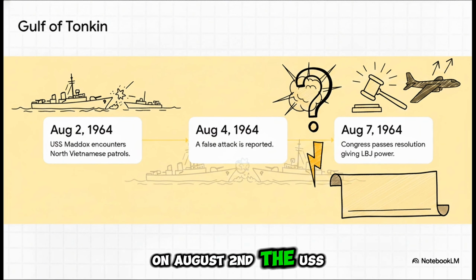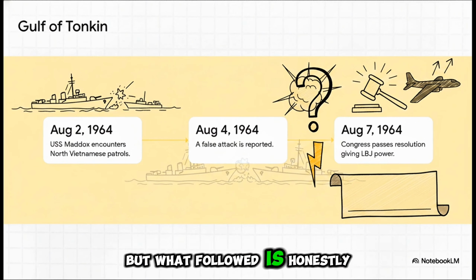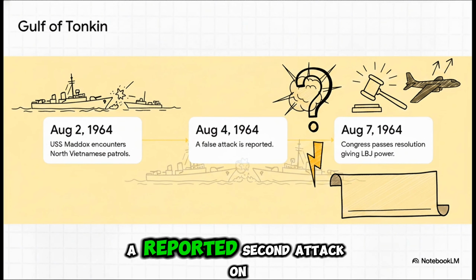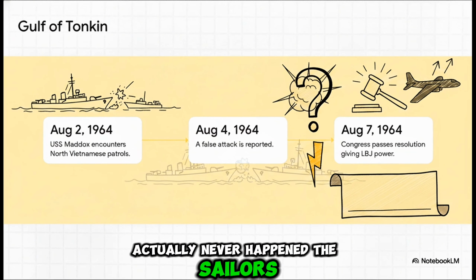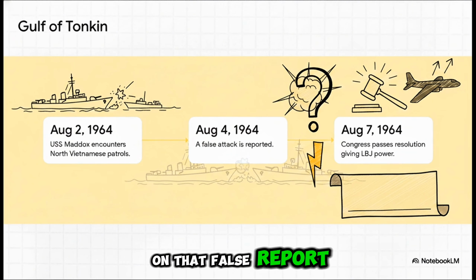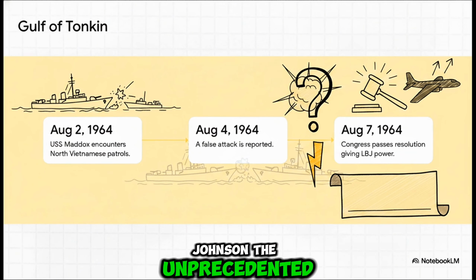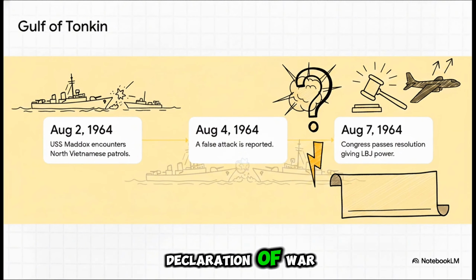On August 2nd, the USS Maddox exchanged fire with North Vietnamese boats. But what followed is honestly pretty shocking. A reported second attack on August 4th actually never happened. The sailors thought they were under attack in the dark, but they weren't. Regardless, based on that false report, Congress passed a resolution giving Johnson the unprecedented power to take any military action necessary without a formal declaration of war. I mean, it was literally a blank check for war.